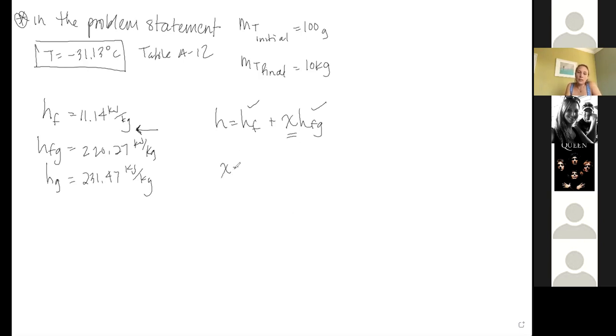So our quality is equal to the mass of our vapor over our mass total, but we don't know what the mass of our vapor is at our final stage. So we also know that it's equal to our specific volume minus the specific volume of our saturated liquid, over the specific volume of our saturated liquid vapor. So we have all of these values and we can plug those in. This is our final quality.